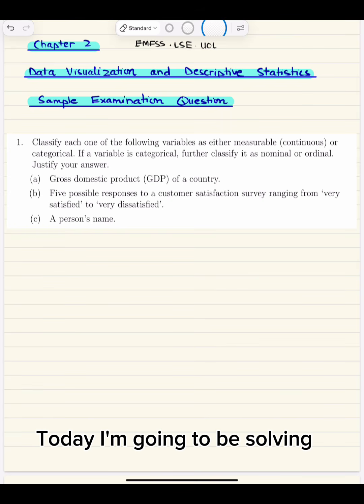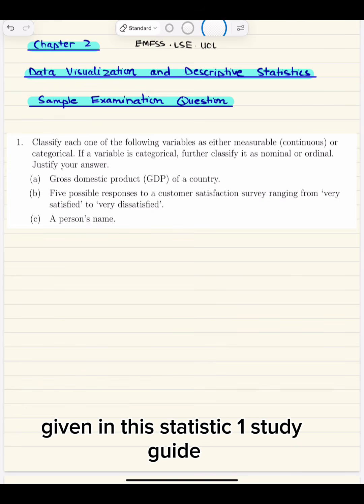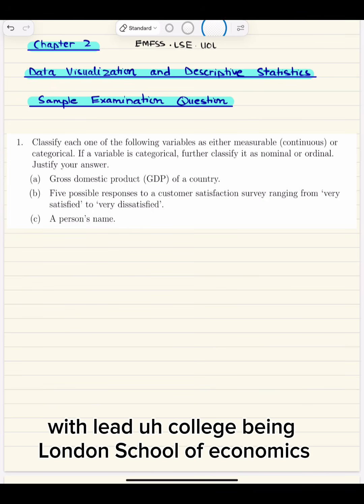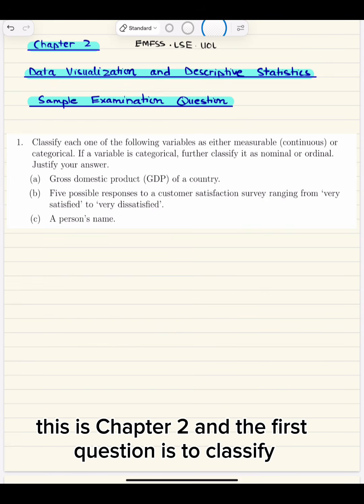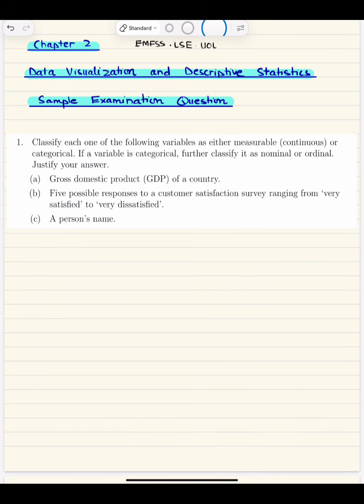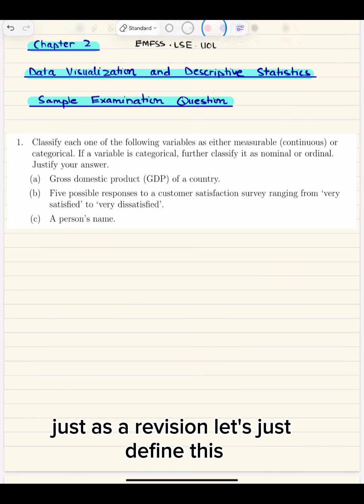Today I'm going to be solving sample examination questions given in this Statistic 1 study guide given by University of London with lead college being London School of Economics. This is chapter 2 and the first question is to classify each of the following variables as either measurable, as in continuous, or categorical. If a variable is categorical, further classify it as nominal or ordinal. Just as a revision, let's just define this.